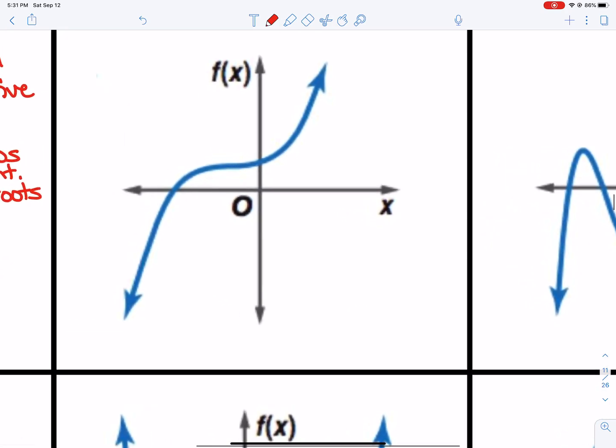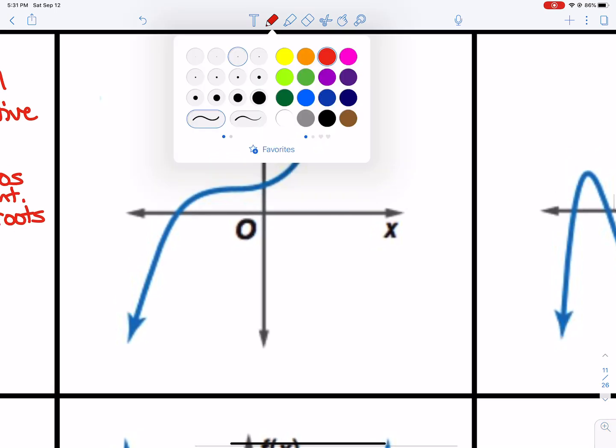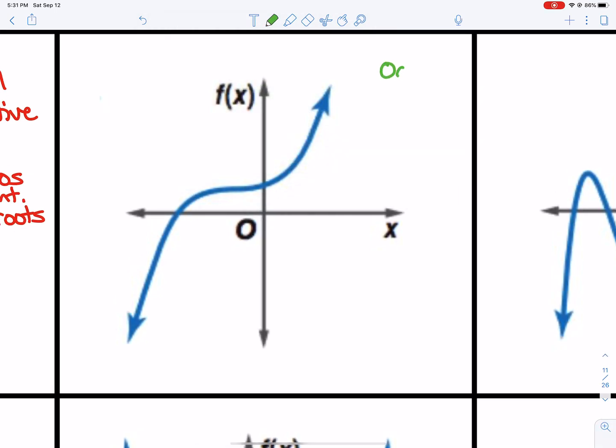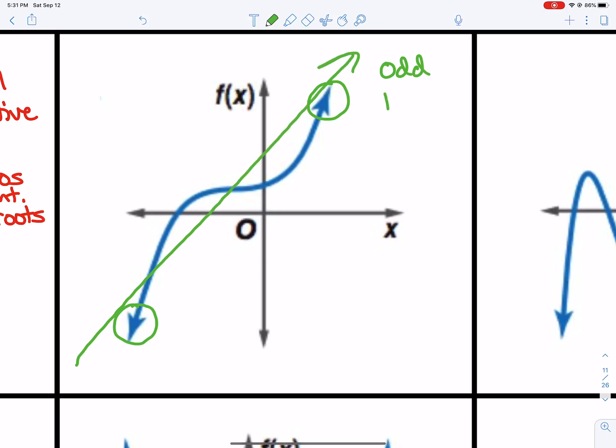All right, let's look at this next example. So for this one, I can tell that this one is odd because the ends are behaving differently. One is facing down and one is facing up. I can tell overall this graph is rising from left to right, so I know it's positive. And then I can tell it has 1 real root because it has 1 x-intercept. We'll just put all 3.